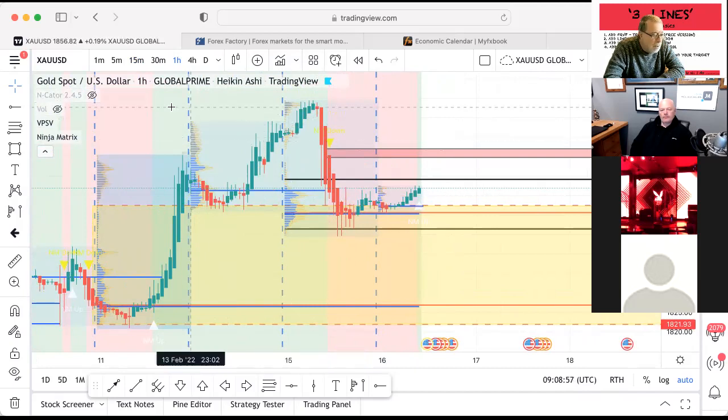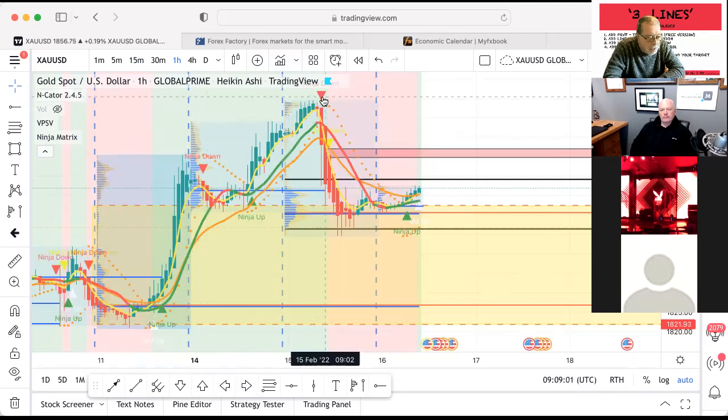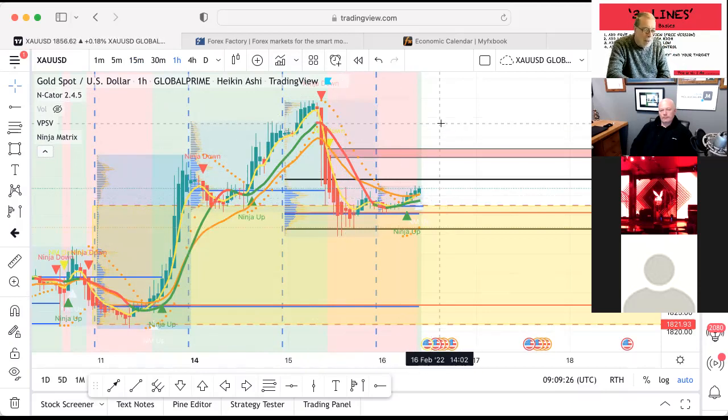We'd already had a Ninja Cater down at that point. So Ninja Cater down, Ninja Matrix down, and again, a good separation. The yellow is well below the red 13. I got into this trade at some point just after there, and I took pips on the way down. So that's how I trade when price is outside the field of play.